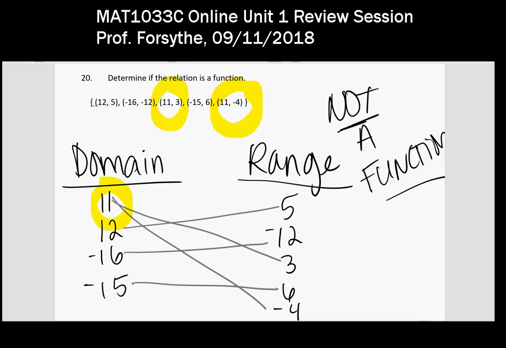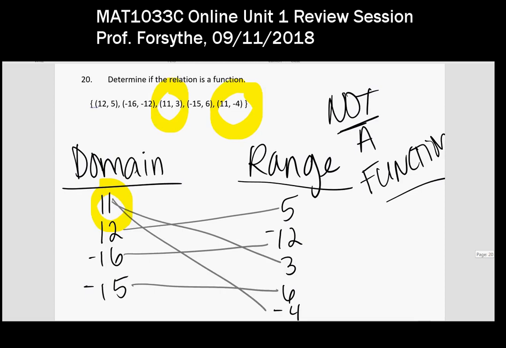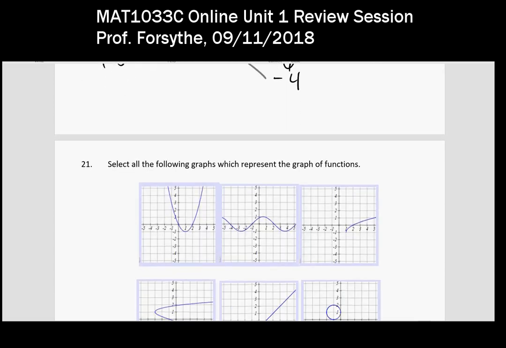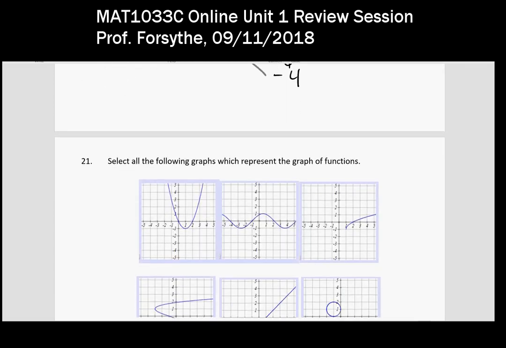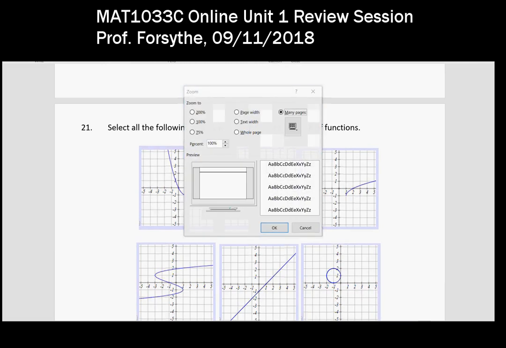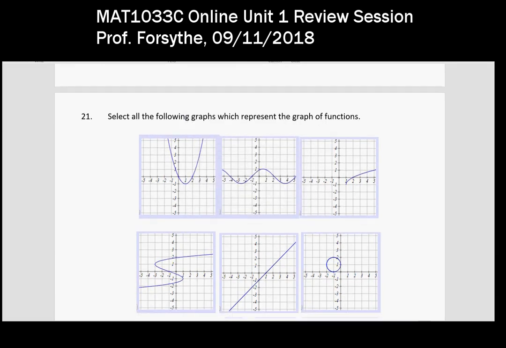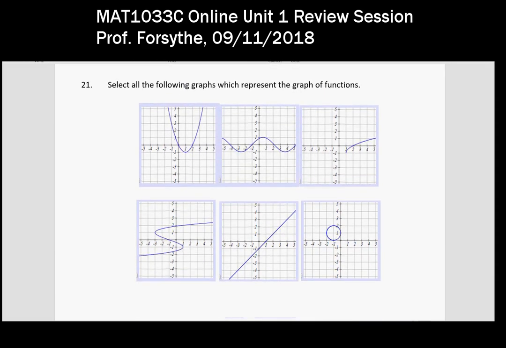That's how you can tell based on a set of numbers. Now you can also tell if a graph or a relation is a function by looking at a graph. And by finding that out, you're going to use what's called a vertical line test.